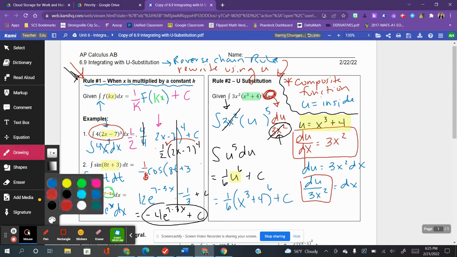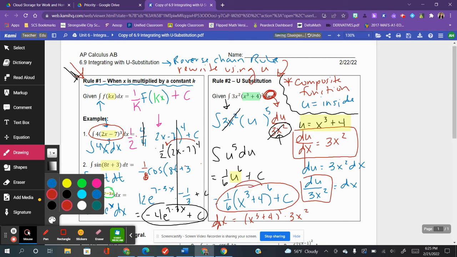And again, I could always take the derivative to double check. If I take the derivative of this function with respect to x, 6 times 1/6 would be 1. So I would have x cubed plus 4 to the 5th times the derivative of the inside, which is 3x squared. That matches what was given to me. So this is my final correct answer.